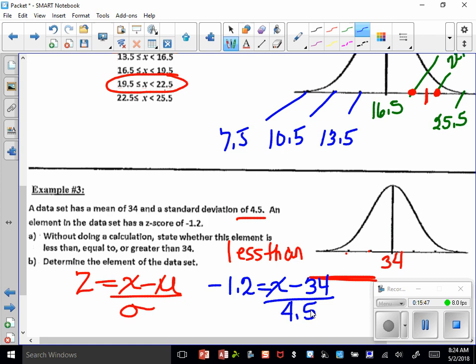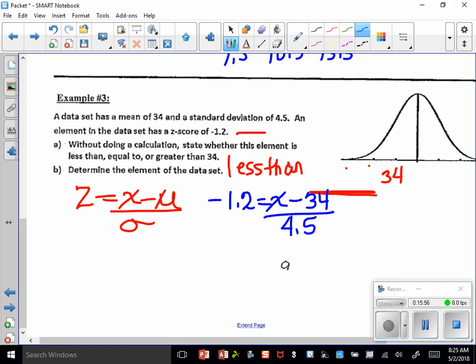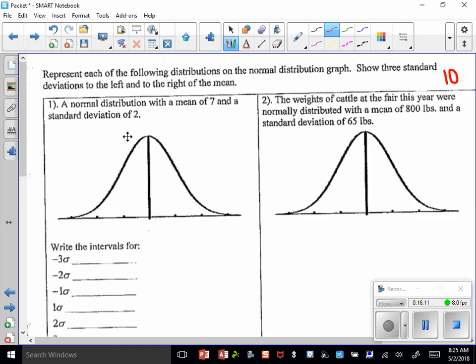Okay, so I'm going to give you a second to go ahead and solve for x. All right, so we're going to come out with what? 28.6? All right. So that would be the actual element that would land at negative 1.2 as a z-score. Okay. All right, so let's move on.